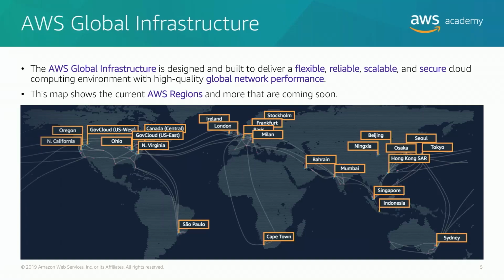Welcome. This video will cover the AWS Global Infrastructure. The diagram provides a look at the 22 current AWS regions, as well as a few regions that will become available soon, including Milan, Cape Town, and Indonesia, as of October 2019.